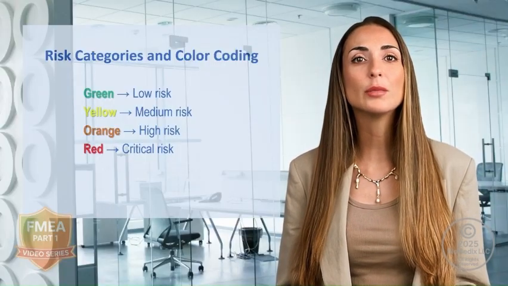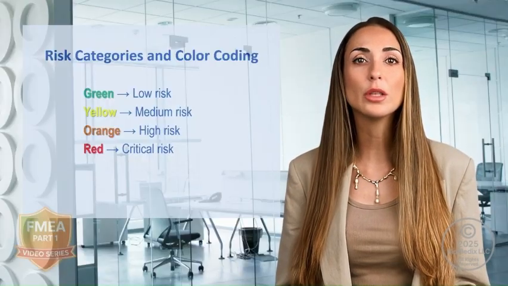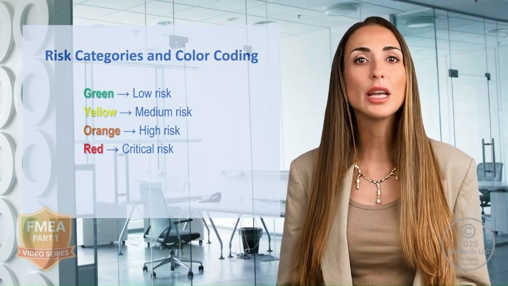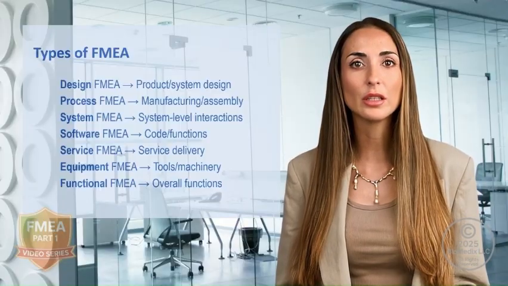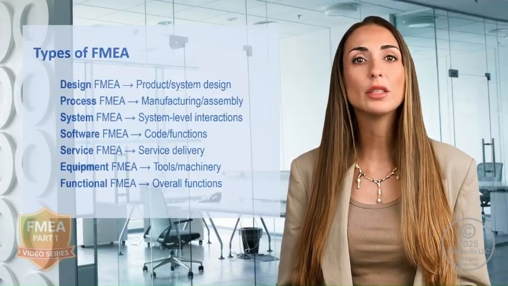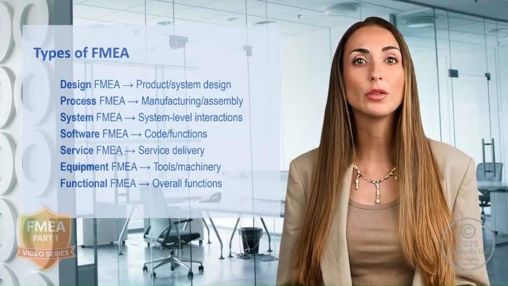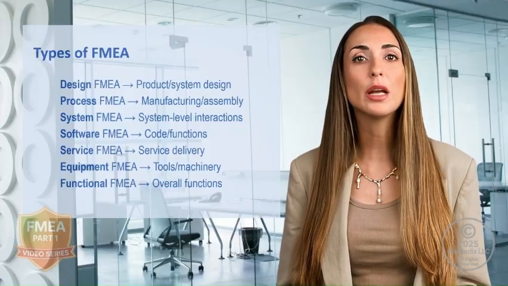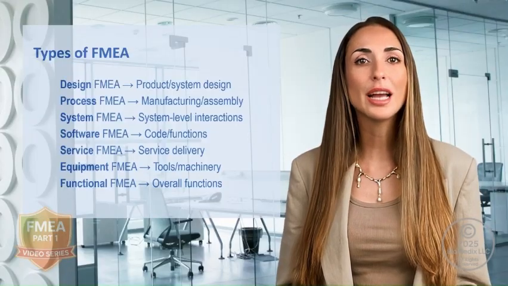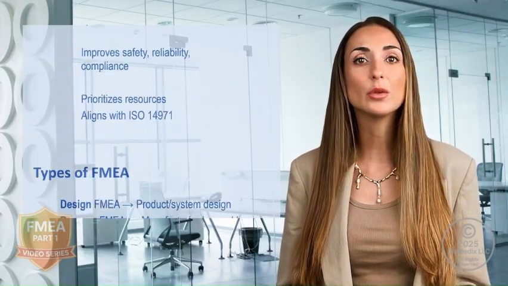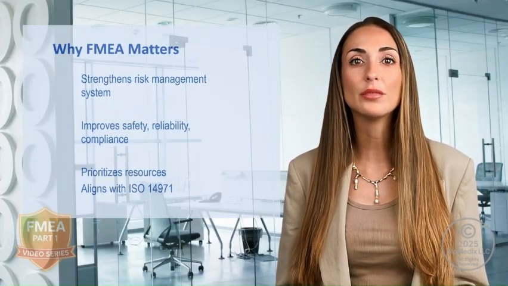Now let's look at the main types of FMEA you might apply. Design FMEA, DFMEA, focuses on product or system design risks. Process FMEA, PFMEA, targets failures in manufacturing or assembly processes. System FMEA looks at system-level interactions and failures. Software FMEA evaluates risks in software functions and logic. Service FMEA analyzes failures in service delivery or customer operations. Equipment FMEA assesses risks in tools and machinery. And functional FMEA focuses on whether a system's intended functions could fail.